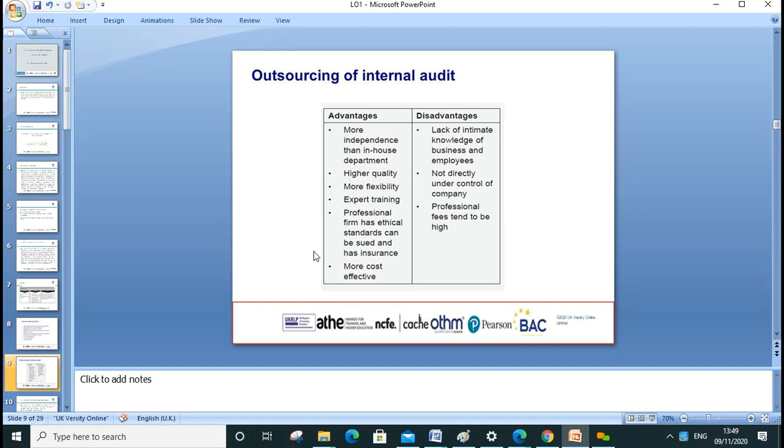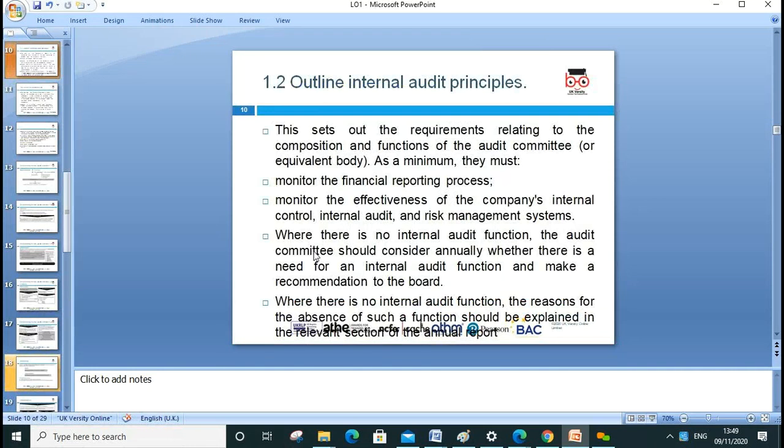Higher quality, more flexibility, expert training, and professional firms have ethical standards they set. Disadvantages: sometimes external auditors lack intimate knowledge about the business and the employees, and are not directly under the control of the company. Professional fees may tend to be very high if you give the audit to someone outside. So these are the reasons we do it. Okay, any question?